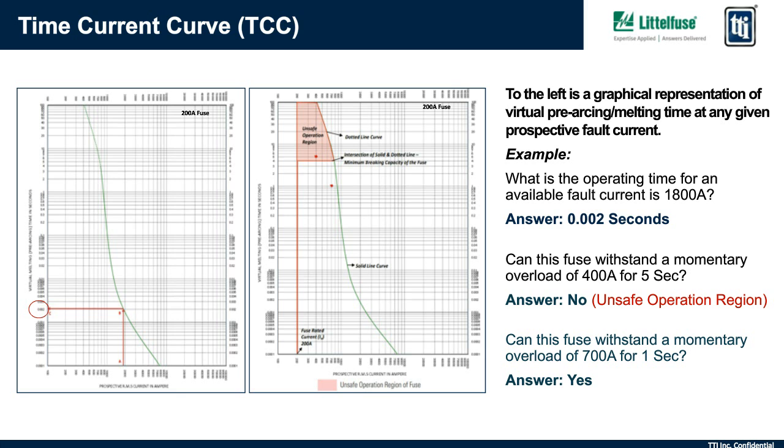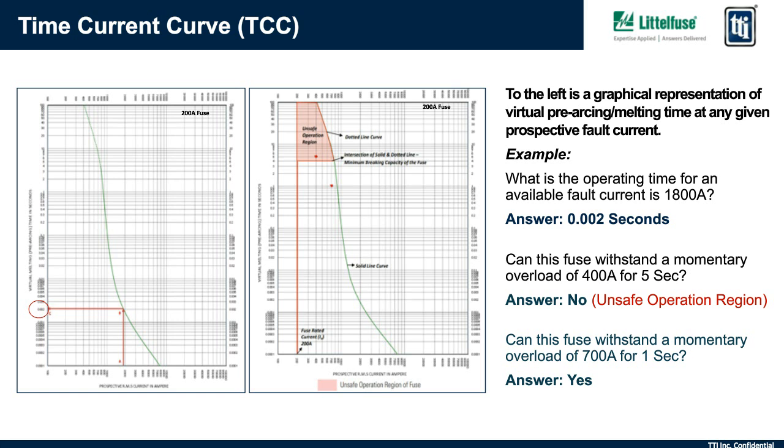On the fuse on the left, locate 1800 amps on the x-axis at point A, move up to point B at the intersection of the curve, and move left to the y-axis. It's certainly hard to see on this curve, but point C is actually at 0.002 seconds, or 2 milliseconds. So when that 200 amp fuse is subjected to a fault current of 1800 amps, which is 9 times its rated current, it will melt within 2 milliseconds.